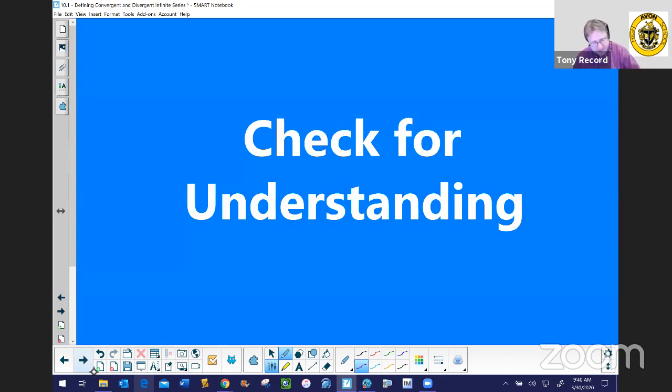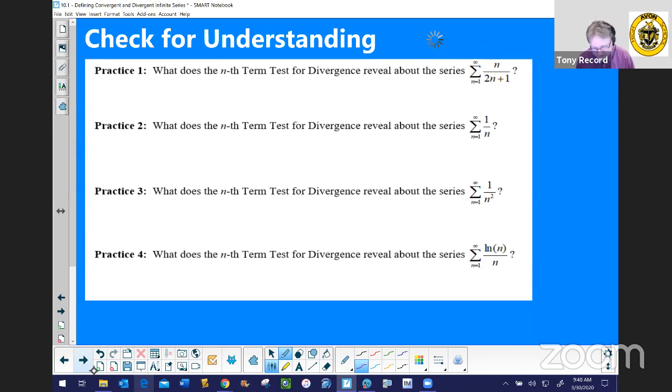So I've got just a couple of really quick problems that shouldn't take very long for you to practice with the nth term test for divergence. I'd like to set the timer here for maybe 1 minute and have you look through these while I take a sip of water, and we'll go through the solutions. So see if you can use the nth term test for divergence and find out some information about these.